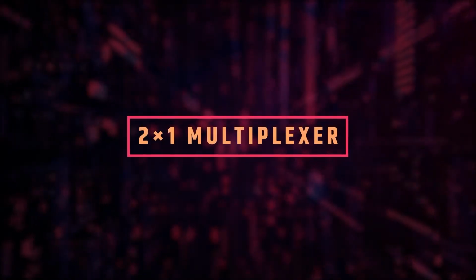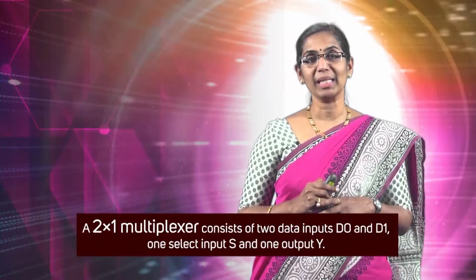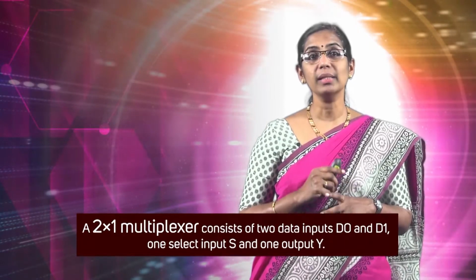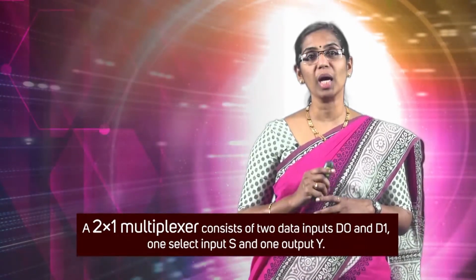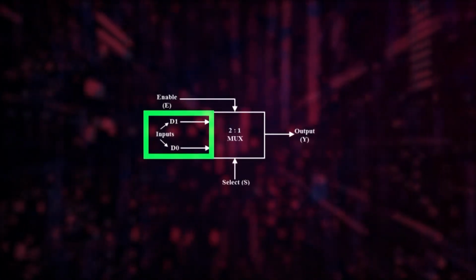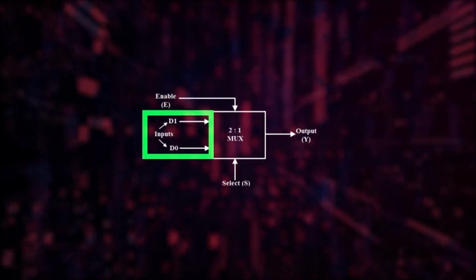This session is planned to discuss different types of multiplexers and their logical design. Let us see how different types of multiplexers are implemented from logic gates. We start from a 2 by 1 multiplexer. A 2 by 1 multiplexer consists of two data inputs D0 and D1, one select input S and one output Y. Since there are two input signals, only two ways are possible to connect the inputs to the output.